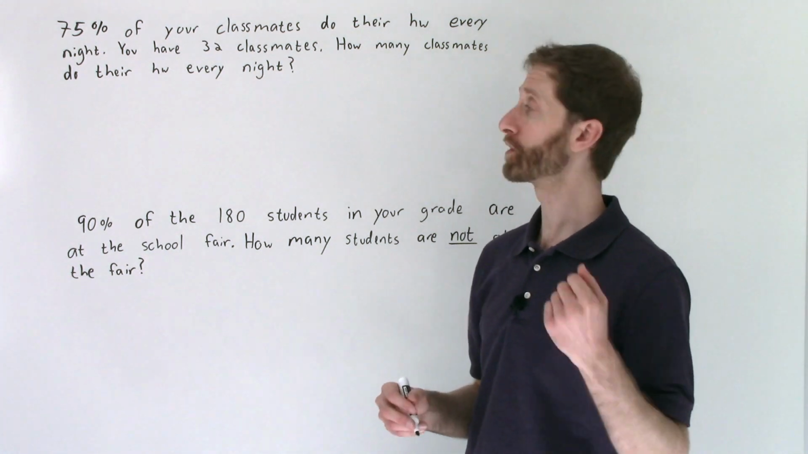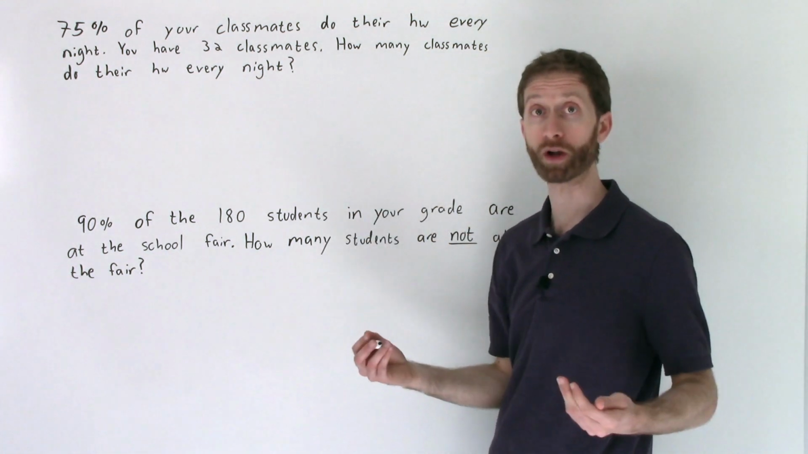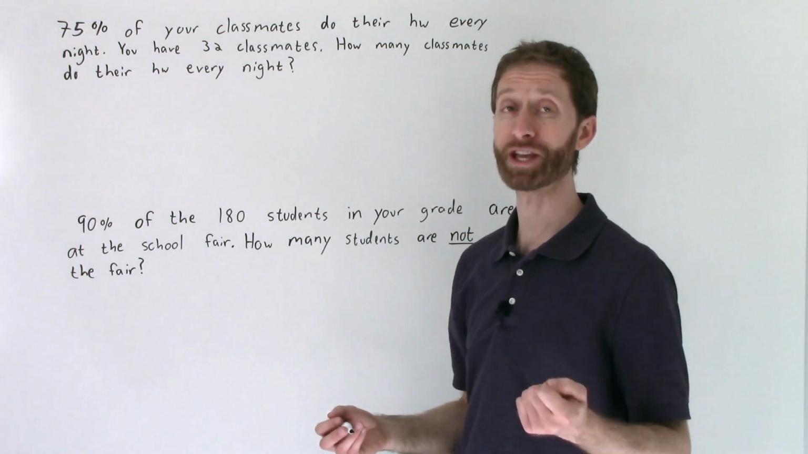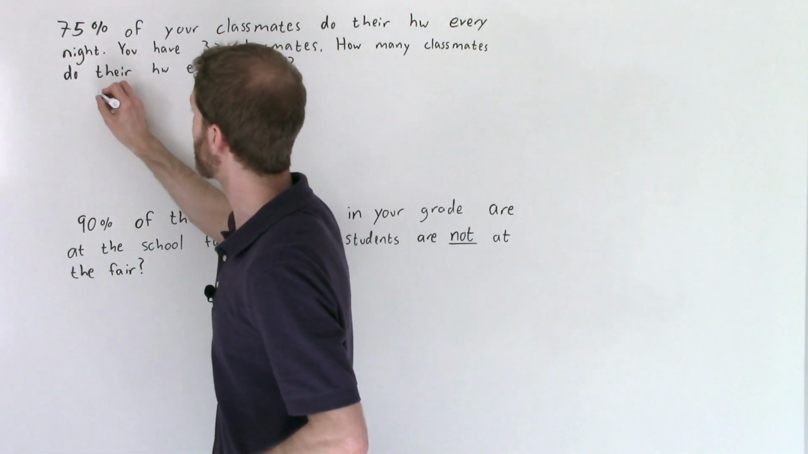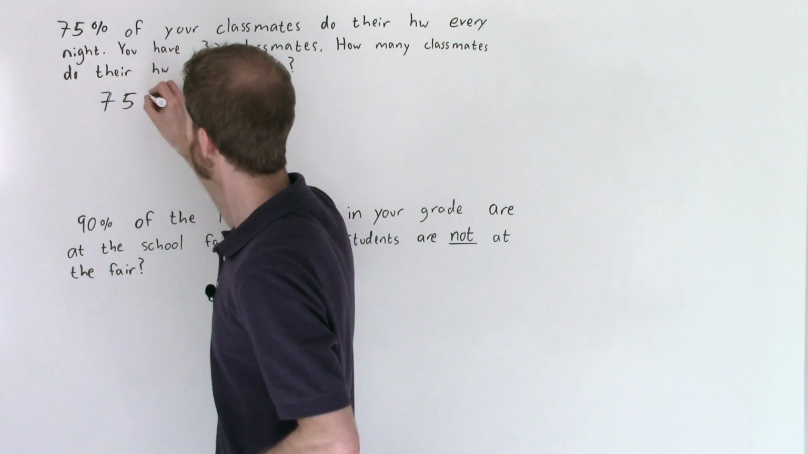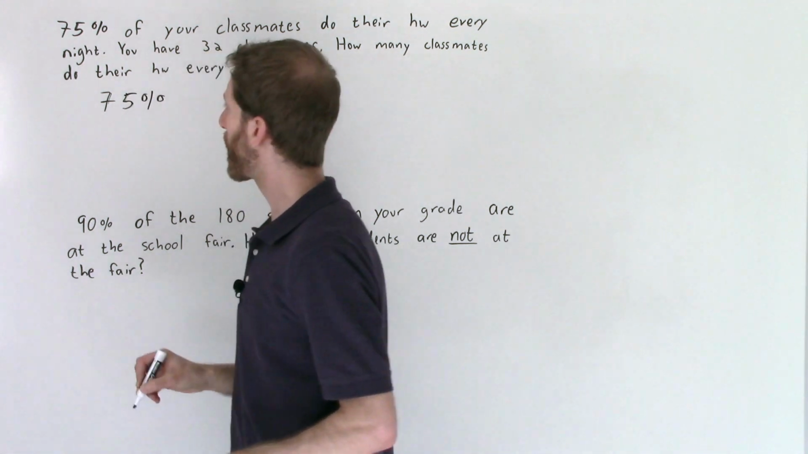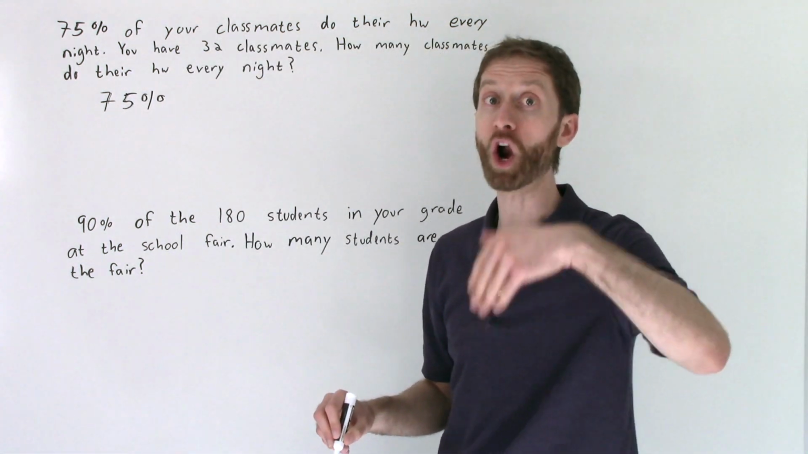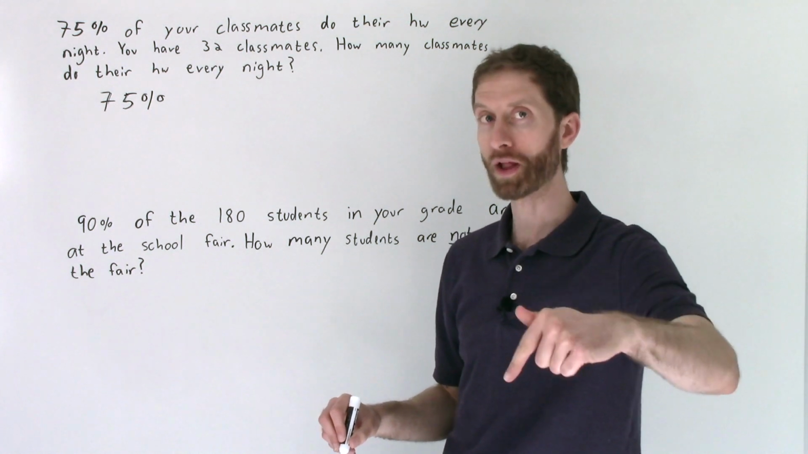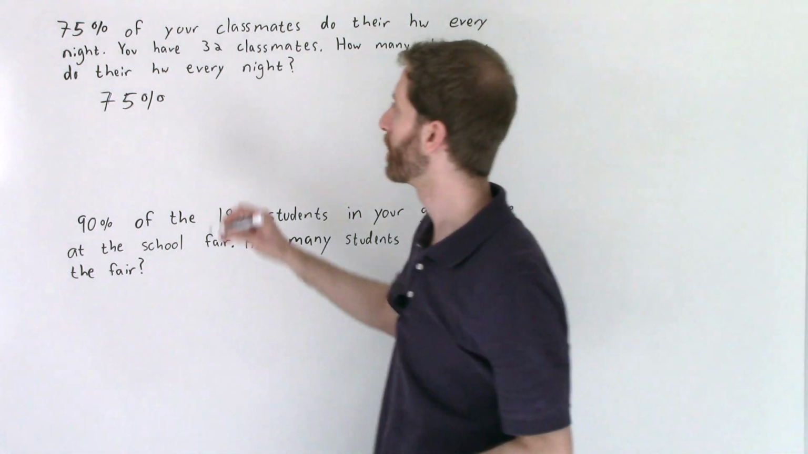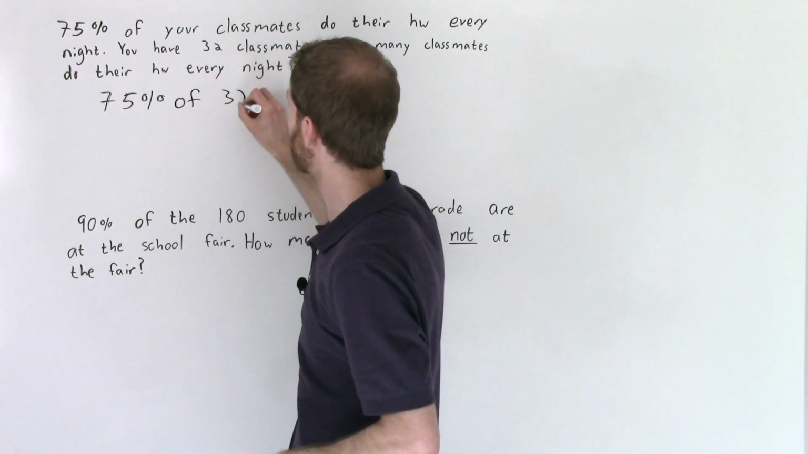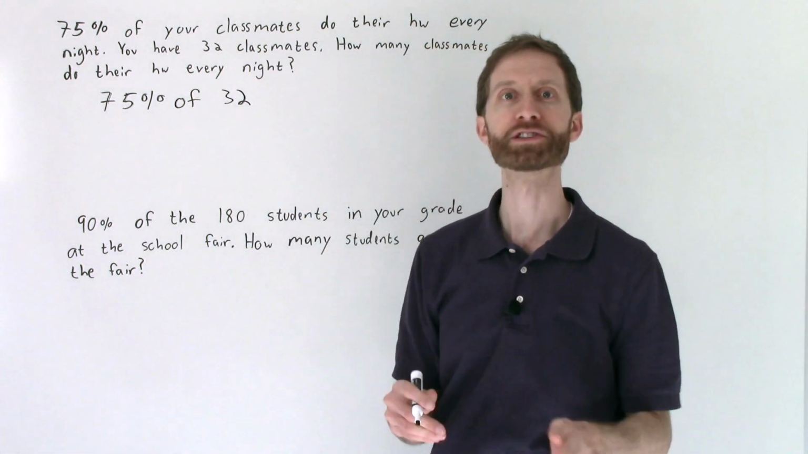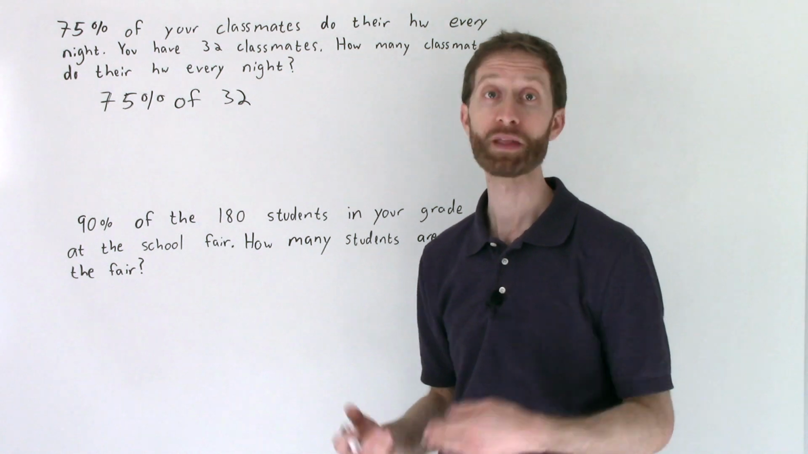You want to figure out the total number of classmates who do their homework. We know that 75% of all the classmates do their homework, right? So I'd say 75%, and you want that of the total classmates, which is 32. So you're really just doing this problem, 75% of 32, which is the type of problem we've seen before. How do we do it?